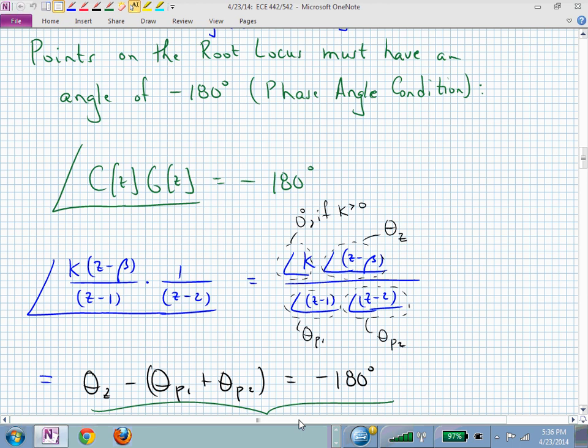We have our angles of the zeros, and we only have one of those, so there's our theta sub z, minus the angles of the poles, and that's just because the zeros are upstairs, the poles are downstairs. We subtract all the pole angles from all the numerator angles. That's where that expression is coming from.